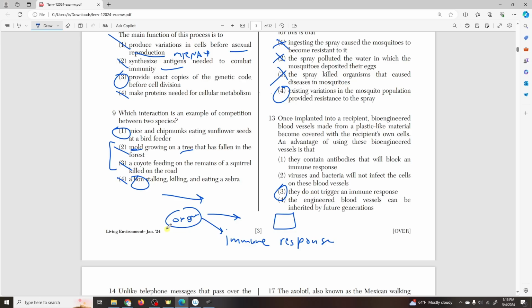So if you cover this implant in what is you, which are these skin cells, guess what? It's not going to detect an issue because it's just going to detect that thing that's covered in your own cells as your own, right? So it doesn't trigger an immune response.